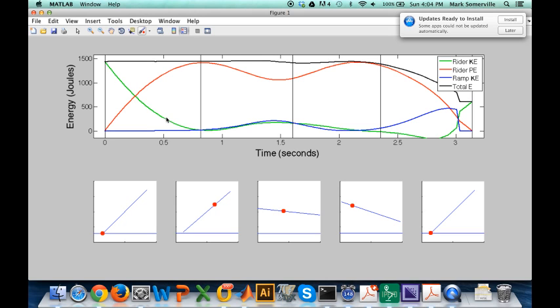The kinetic energy of the rider drops, and by this point it looks like the rider is basically stopped, right? Now the rider gains some kinetic energy and loses it again, and then something strange happens here. The kinetic energy appears to have gone negative at this point. And that's a little worrying because kinetic energy actually goes as 1/2 mv squared, right? Velocity squared is always positive, so there's something fishy going on here.